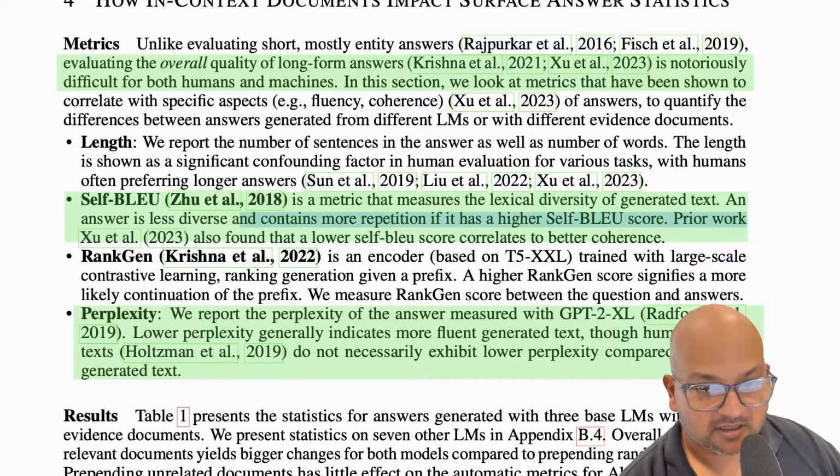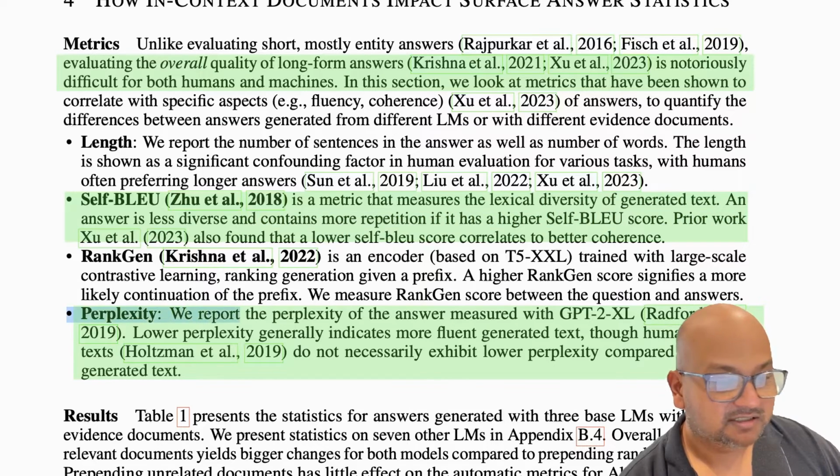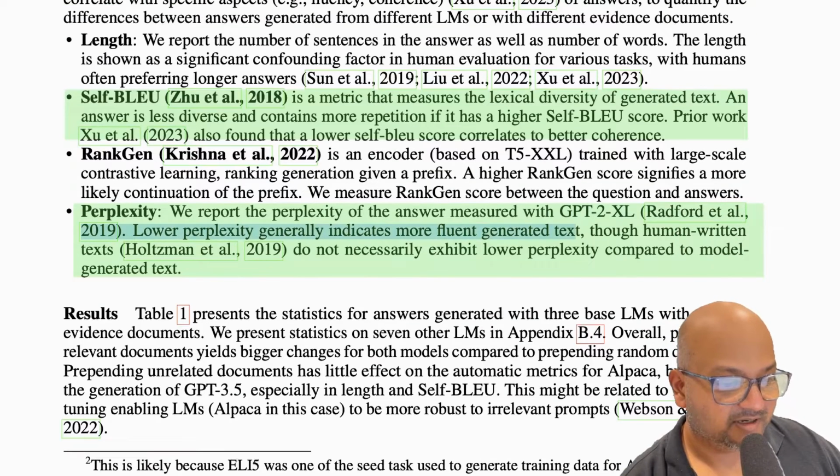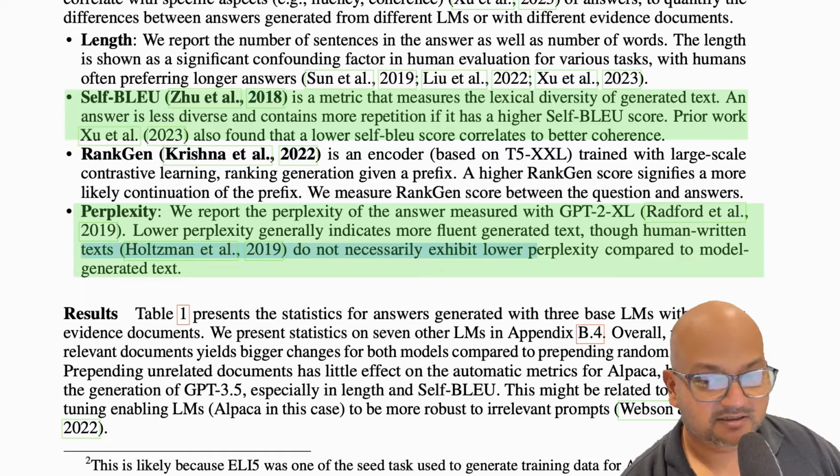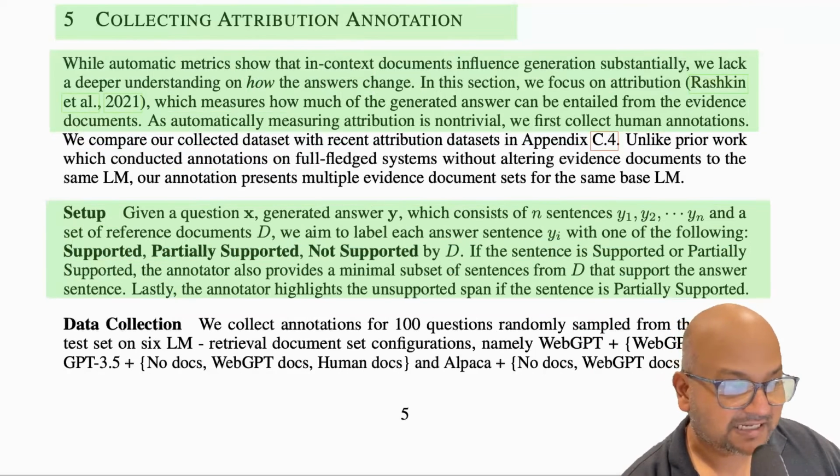So you want diversity to be high in good answers. Another one is perplexity, where lower perplexity means the text is more fluent. But this is not a great measure because often human-written text will have high perplexity. But those are all fairly synthetic measures. The thing that you really care about in a RAG experiment for long-form question answering is attribution.